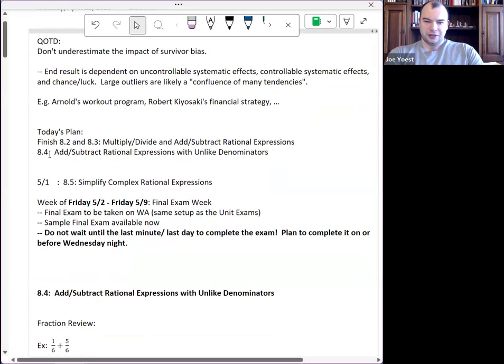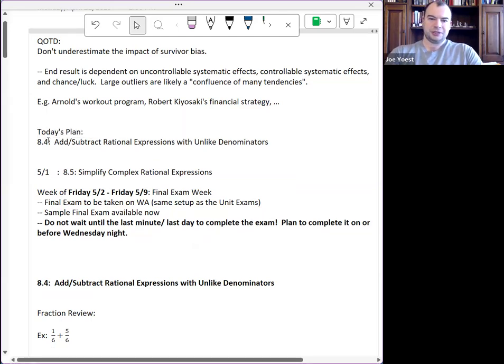Okay, so we're in the home stretch. Two more class days, today's class, Thursday's class, and then we're into finals. So the plan for today, oh, we did finish this up last time. So the plan for today is to discuss 8.4, adding and subtracting rational expressions with unlike denominators. So we talked about adding and subtracting with like denominators last time.